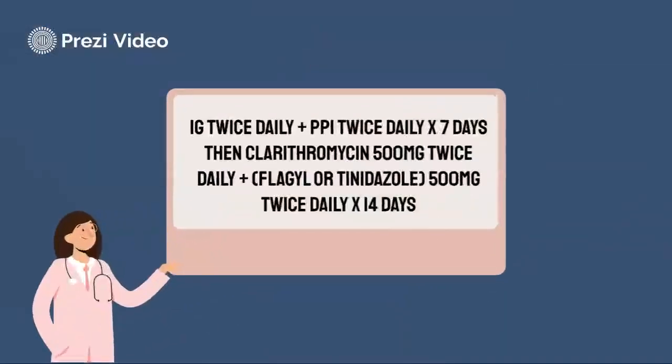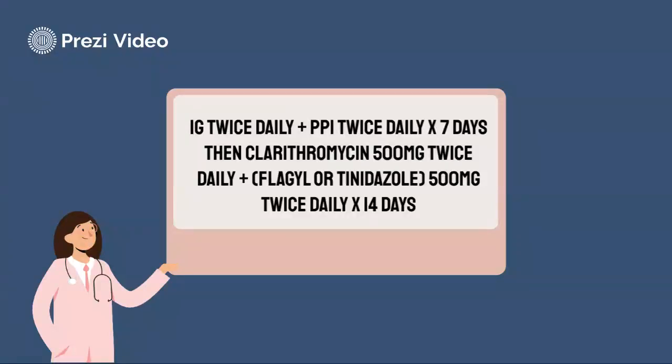And then another option, which is your hybrid regimen, for amoxicillin 1 gram twice daily plus a standard dose PPI twice daily for 7 days, followed by amoxicillin 1 gram twice daily with clarithromycin 500 milligrams twice daily, and either metronidazole or tinidazole 500 milligrams twice daily, plus your standard dose PPI twice daily for 7 days.